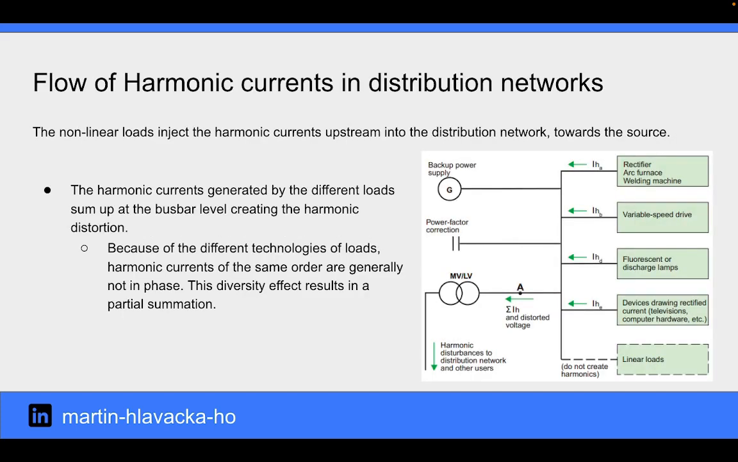Nonlinear loads inject harmonic currents upstream of the distribution network towards the source. The harmonic currents generated by the different loads sum up at the busbar level, creating harmonic distortion. Due to different load technologies, harmonic currents of the same order are generally not in phase. This diversity effect results in a partial sum.